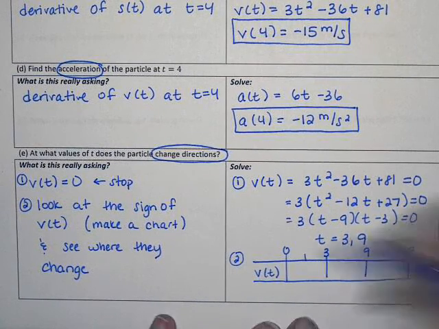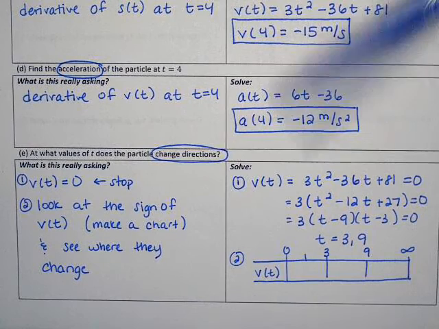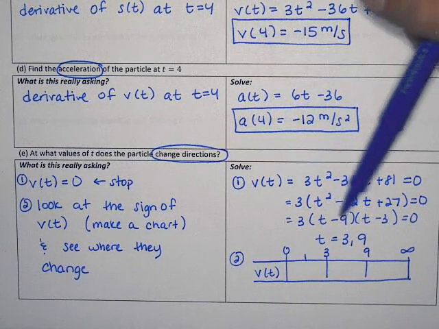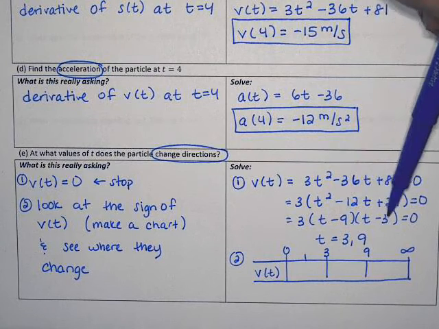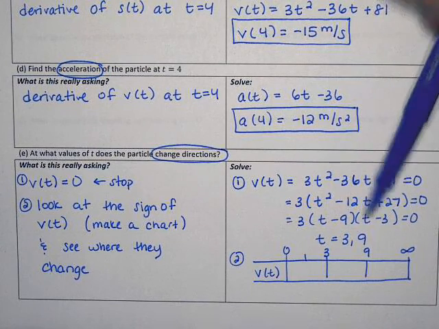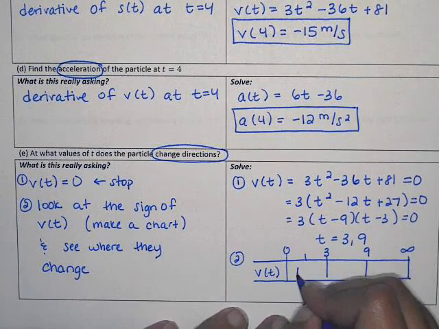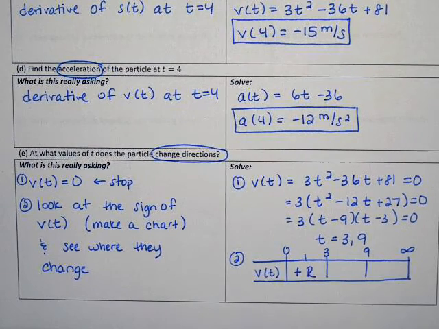So if I choose a number in between 0 and 3, like 1, and I would always plug it into the factored version, 1 minus 9 is negative. 1 minus 3 is negative. A negative times a negative makes a positive. So my answer would be positive, which means I'm going right.